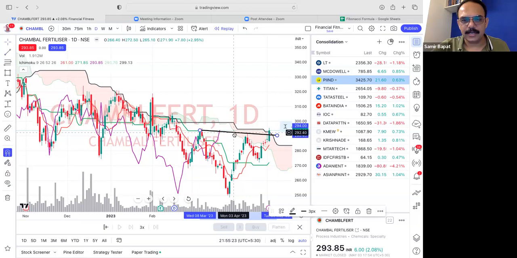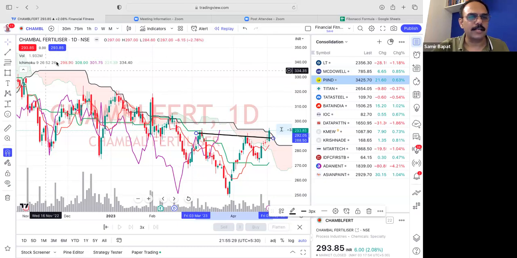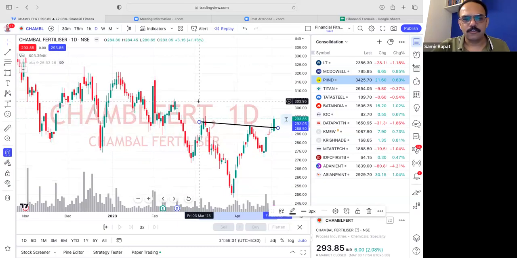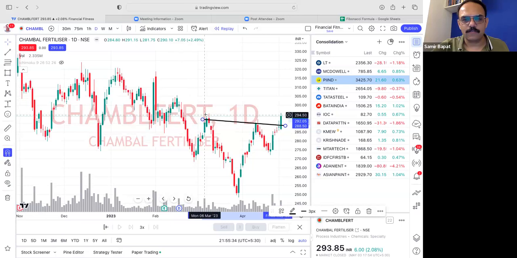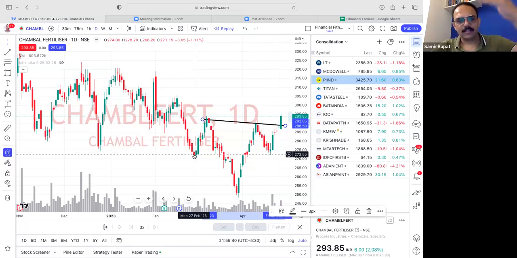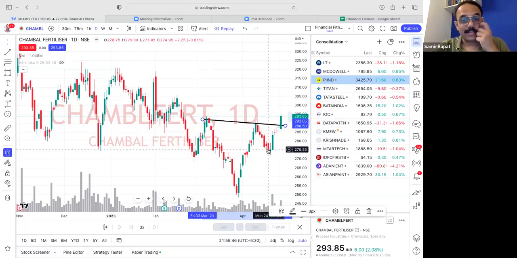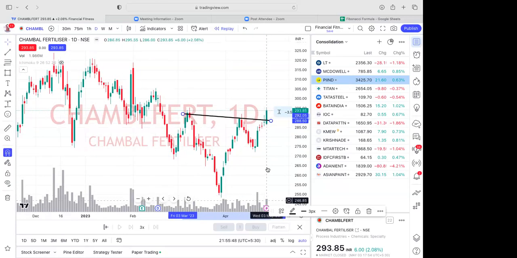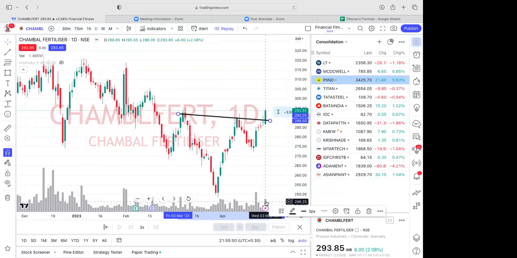If you say the neckline is broken, the price has gone up. This is the volume. I'll hide the Ichimoku indicator. So we can say this is shoulder 1, head, shoulder 2. The bottom of shoulder 2 is higher than this bottom. Picture perfect head and shoulder. Breakout has happened. Volume is good.